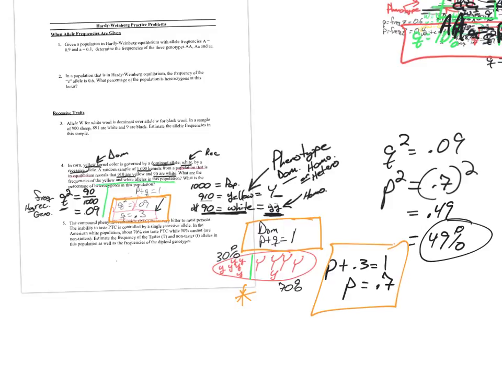Over and over again, what you're going to see is you find the recessive genotype, and that gets you Q squared, and then you find the recessive allele frequency by taking the square root, and then you use P plus Q equals 1 to get the dominant allele frequency, and then finally you can square that to get the dominant homozygous frequency.